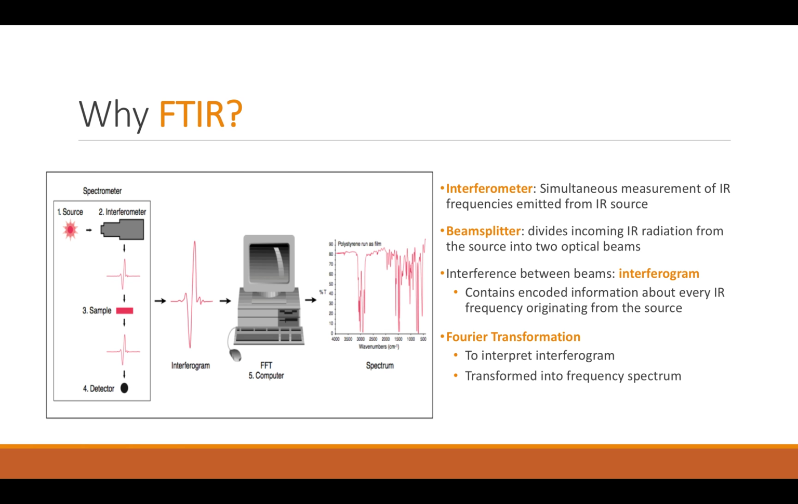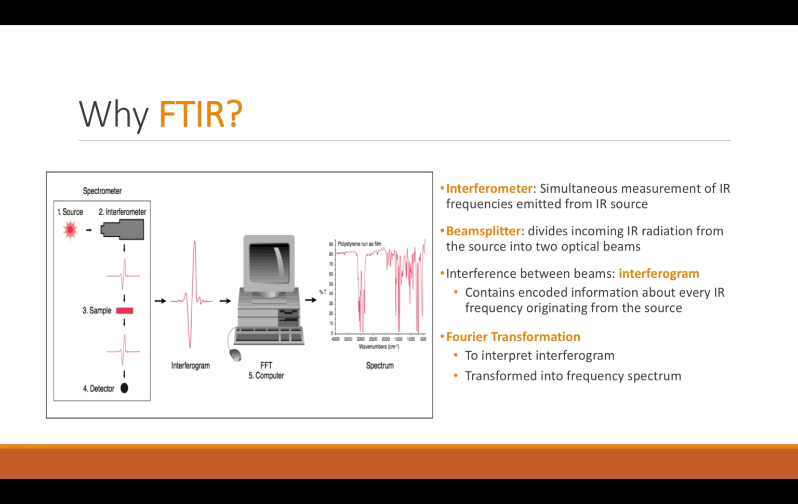The measurement of individual IR frequencies by these dispersive spectrometers results in a slow scanning process. However, FTIR allows these IR frequencies to be measured simultaneously using what is known as an interferometer, therefore reducing the scanning time. The interferometer utilizes a beam splitter which divides the incoming IR radiation from the source into two optical beams respectively. One of these beams is reflected off of a mirror which is fixed in place. The other beam, however, is reflected off of a mirror which is able to move a short distance from the beam splitter. After both beams are reflected, they are recombined when they meet back at the beam splitter.